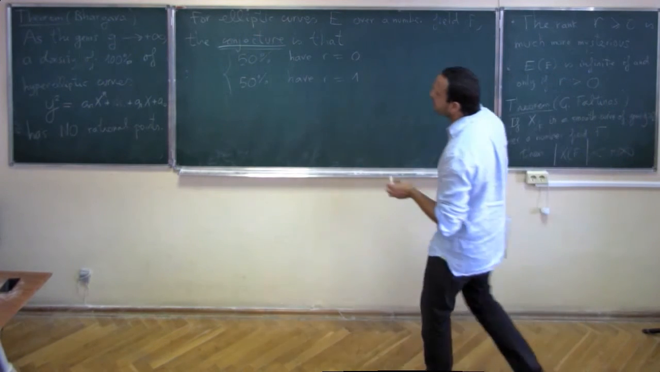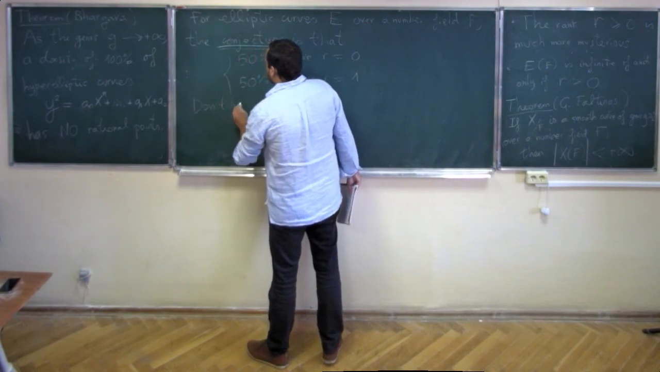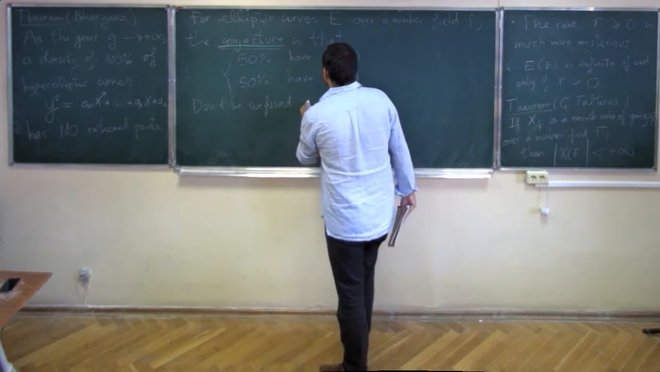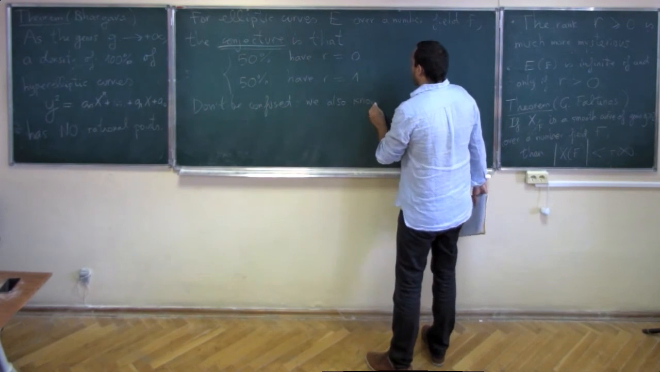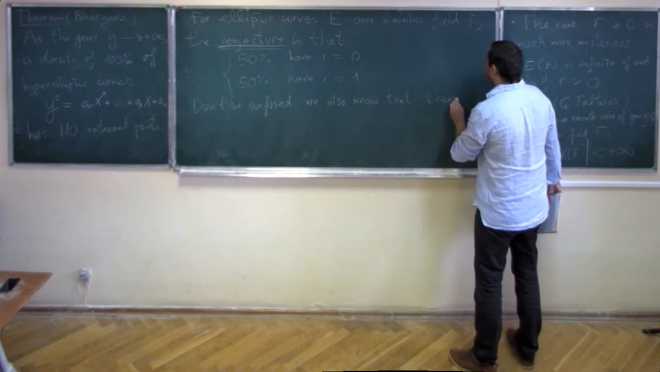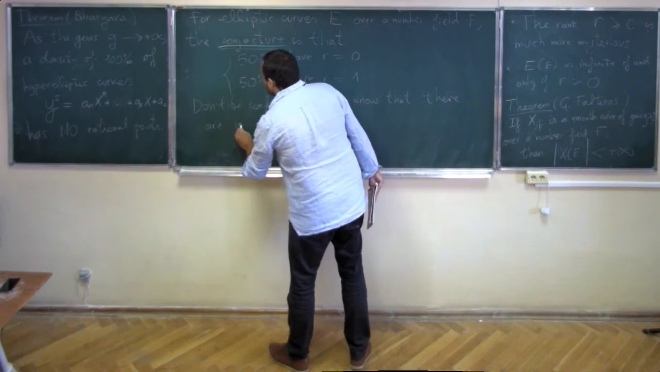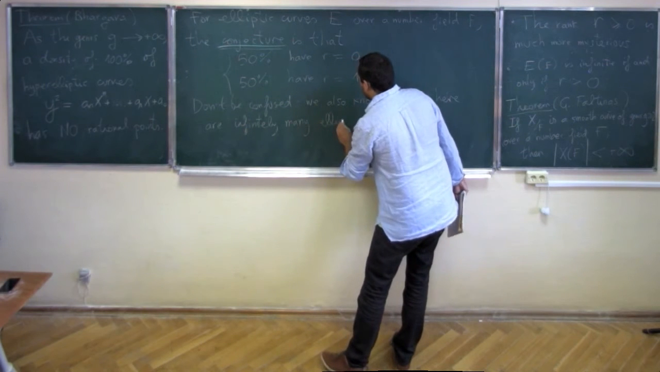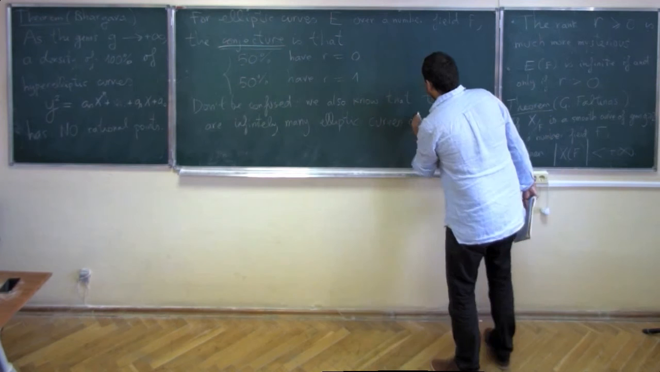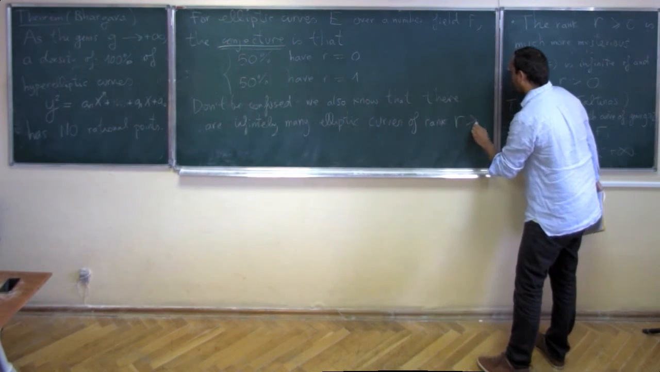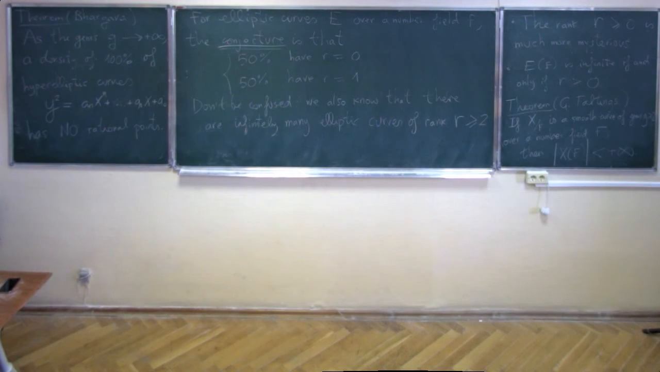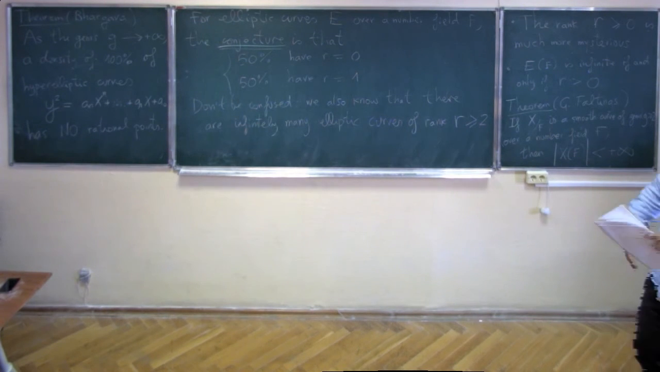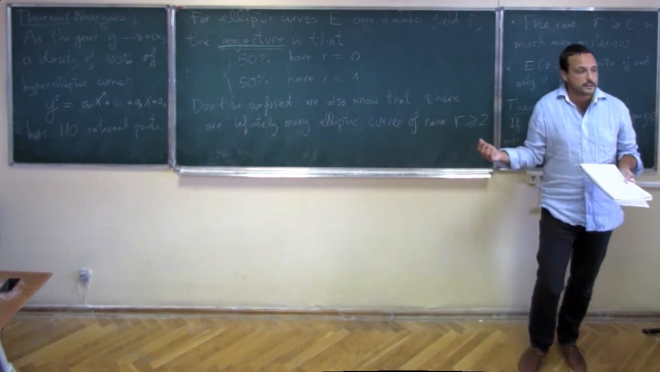It is also proved, don't be confused, because we also know that there are infinitely many elliptic curves of rank r greater or equal than 6. So when I say that 50% we expect that they have rank 0, and 50% we expect that they should have rank 1, first of all, we don't know whether this is true or not. This is a conjecture. But believing this conjecture, this leaves room for infinitely many other elliptic curves of density 0.